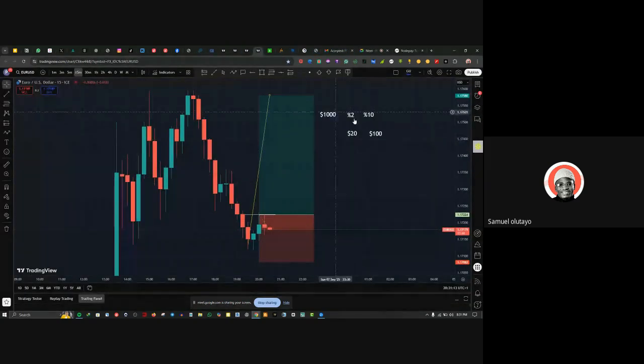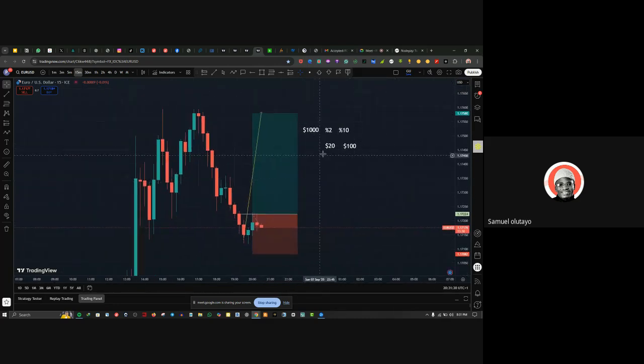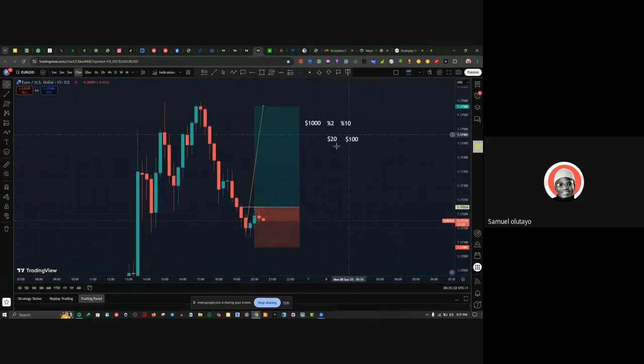So I'm risking 2% on this trade and I'm making a 1 to 5 risk to reward. That's 1 ratio 5. That means I'm expected to make 10%. So that means my 2% is $20 of $1,000. And then I'm expected to make $100 on $1,000. That's how we go about the Forex market. You have a particular risk and then how much you're expected to make.